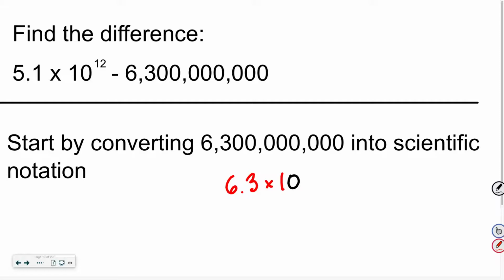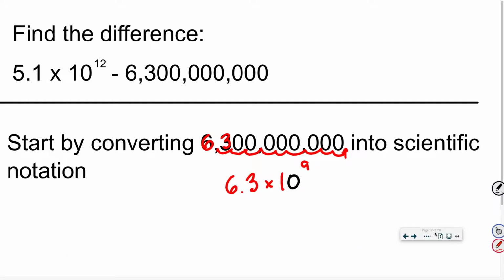How do I determine the power of 10 that I'm going to multiply 6.3 by? I'm going to utilize place value. If I am going to multiply the number 6.3 by a power of 10 until I get 6,300,000,000, how many times will I multiply by 10? 9 times. Good. So 10 to the 9th.